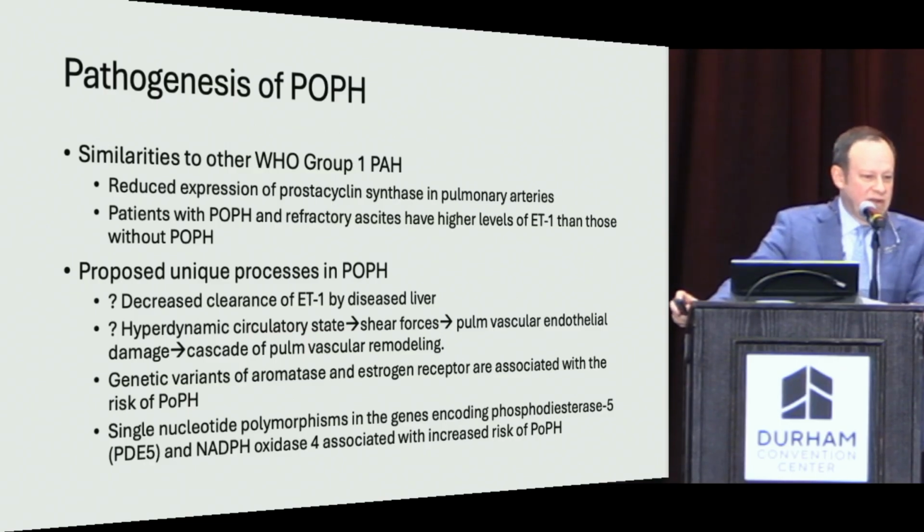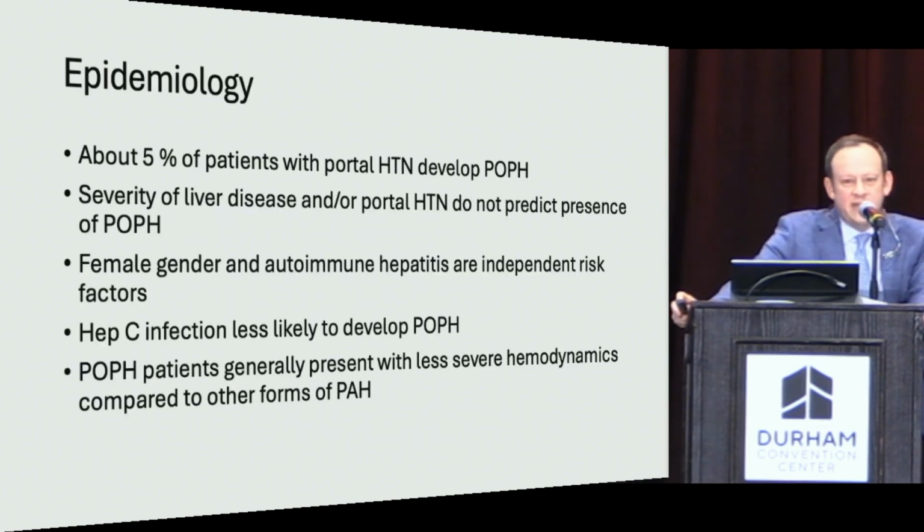Other genetic variants of aromatase and estrogen receptor are also associated with the risk of portopulmonary hypertension, as well as other single nucleotide polymorphisms in genes encoding for PDE5 and NADPH oxidase are associated with an increased risk of portopulmonary hypertension. So what is the epidemiology?